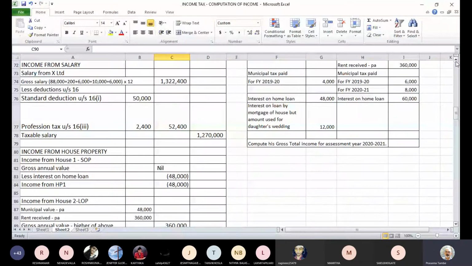So he has paid municipal tax for 2 years. The current financial year for which he is offering the income for tax, that is 1920. At the same time, the next financial year, that is financial year 2021. Okay. So how do we claim the deduction for municipal tax? Anyone on this? Can we claim both the deductions or can we claim only for 1920? How do we go about?